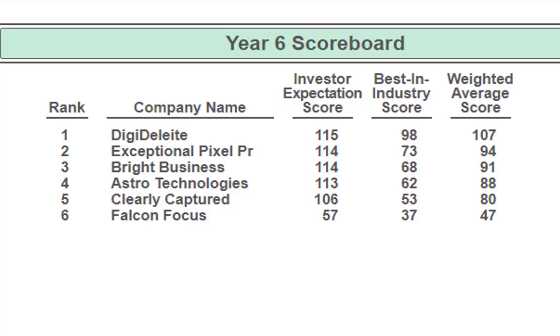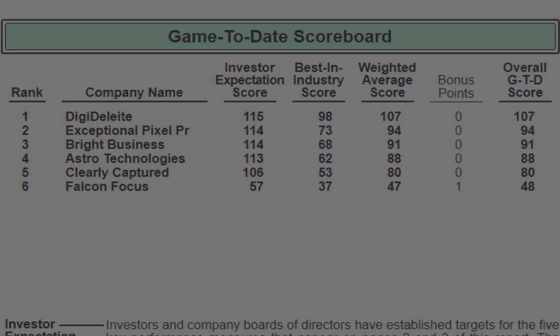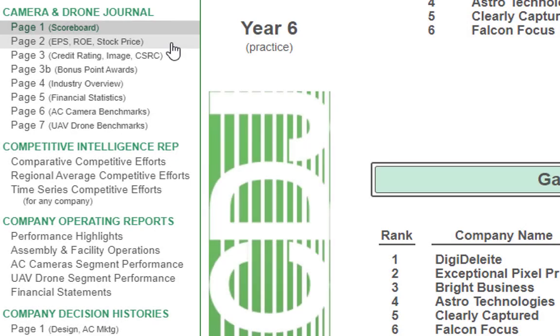Keep in mind, after practice Year 7, all the scores will reset and we start all over with the true Year 6. So if I scroll down, you're going to see the game to date scoreboard. Everything's going to be the same, except you're going to notice that Company F actually received a bonus point. So they're at 48 instead of 47. So that's going to be the only difference, is the bonus points for the game to date, since this is only Year 6. Next, I want you to look at page 2, earnings per share, return on equity, and stock price.